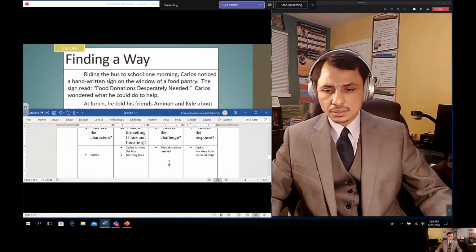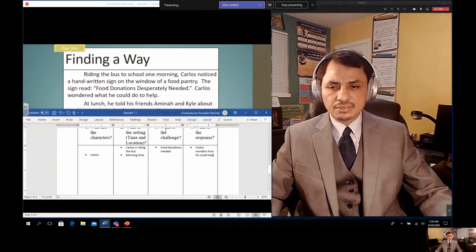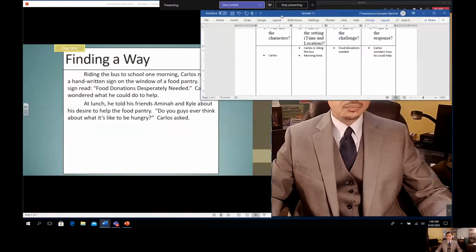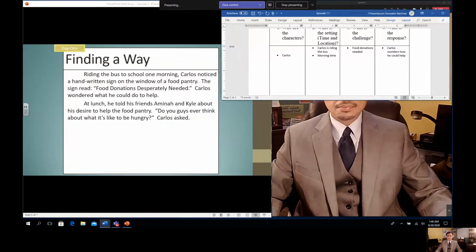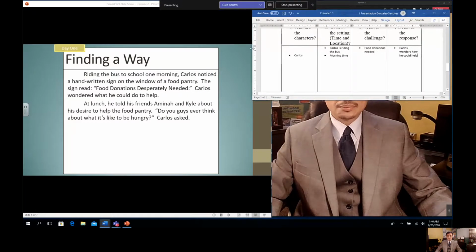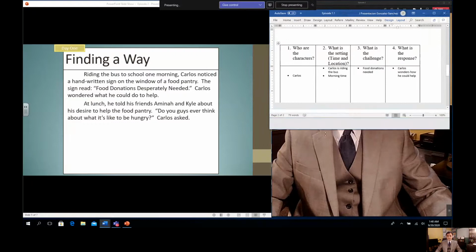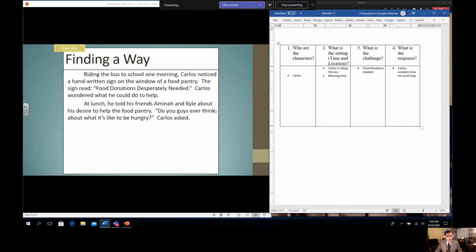We stop at the end of the paragraph and we guide them back to those 4 questions. Question number 1. And now we are only referring to information that is in paragraph 2. So let's do that now. So question number 1, who are the characters? And in paragraph 2, we have 2 new characters, Amina and Kayo.